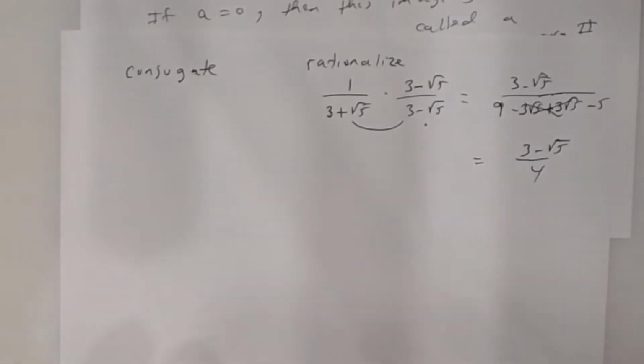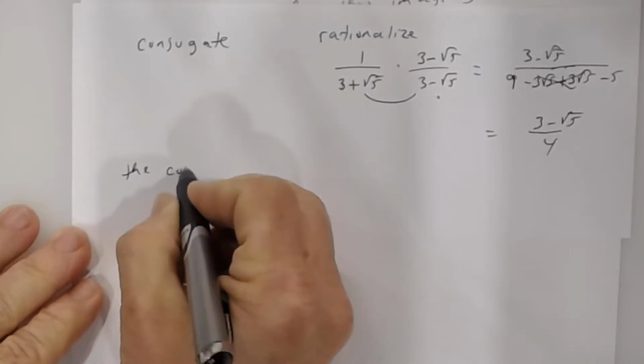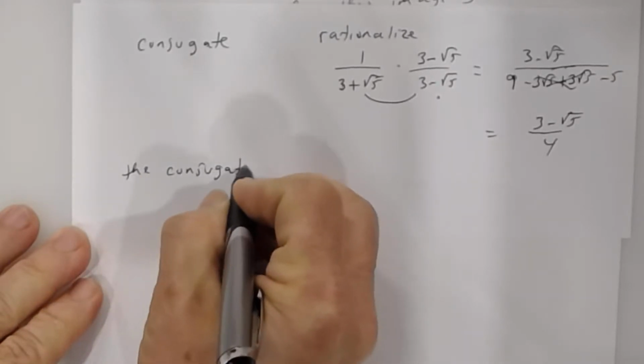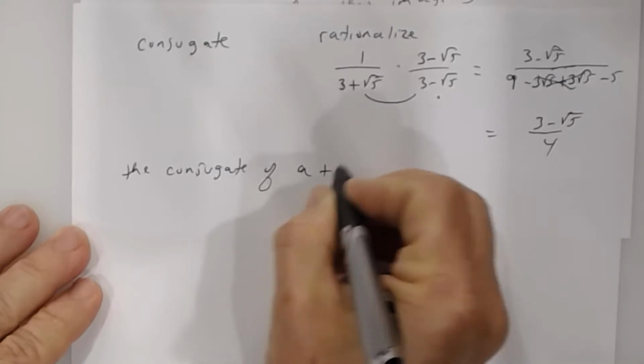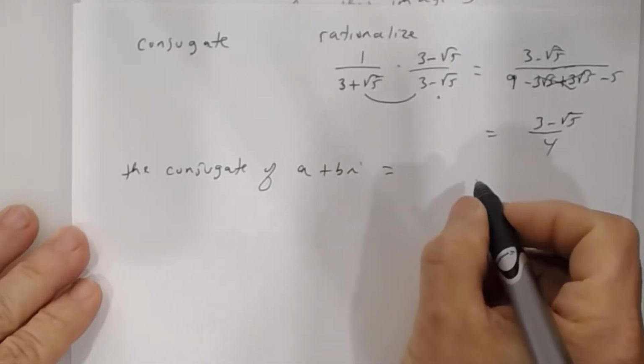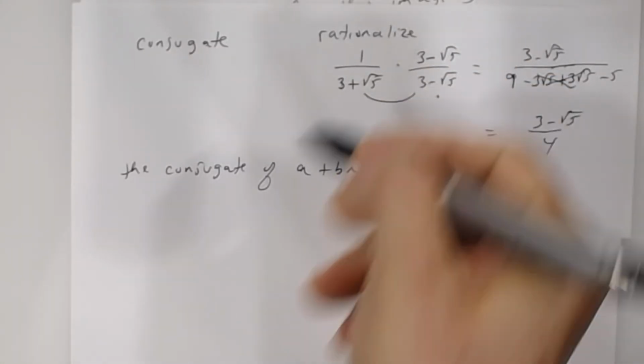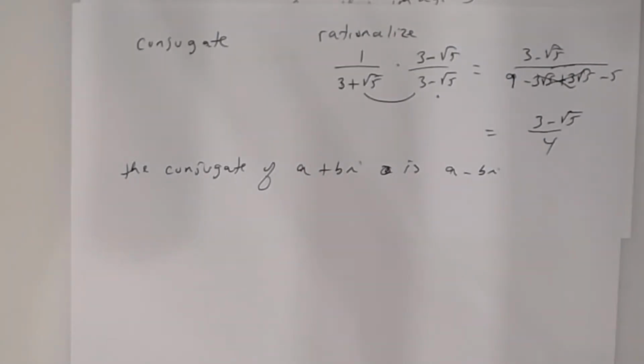We're going to use that same idea with complex numbers. Okay? All right, so listen carefully. The conjugate of A plus Bi is what? A minus Bi. A minus Bi. Well, it's the same thing as the conjugate we just did, right? The conjugate of 3 plus square root of 5 is what? 3 minus the square root of 5. You just changed the sign. That's all you did was change the sign.